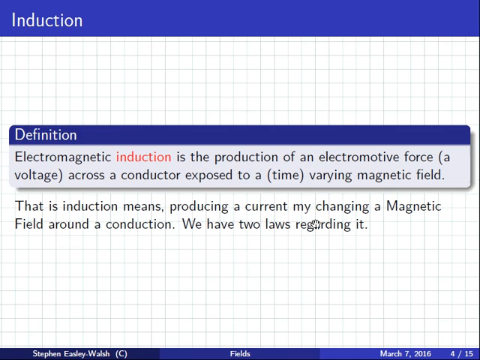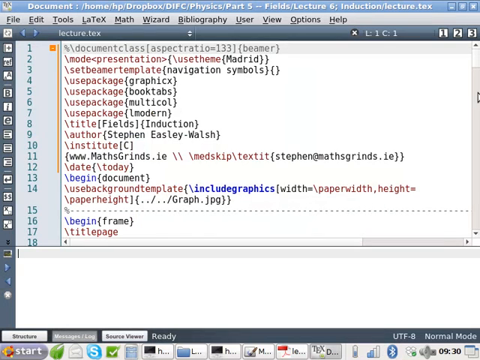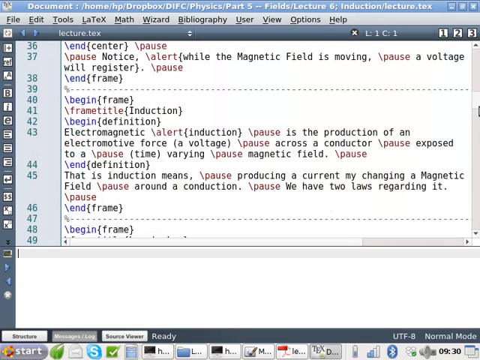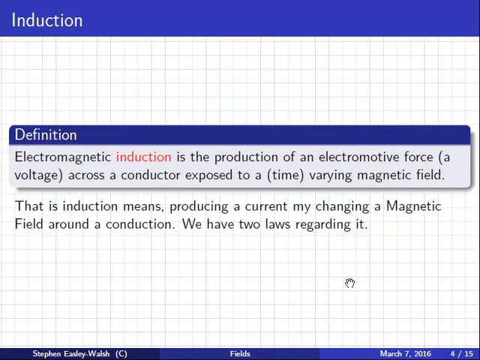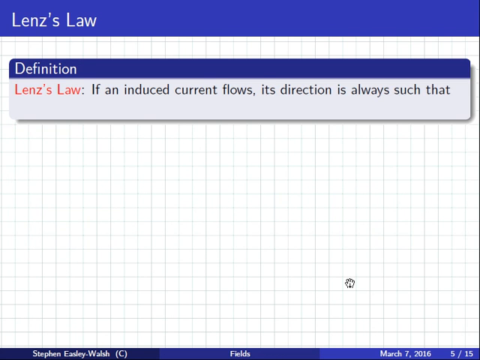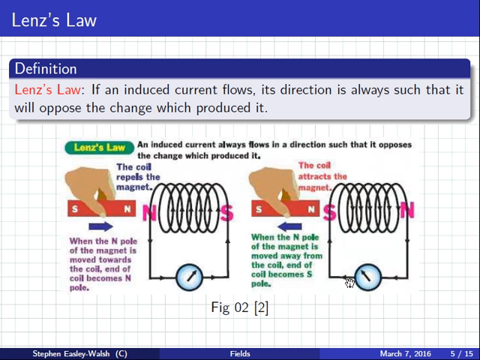And we have two laws for it. Let me just fix that. Right, so here are two laws for induction. The first one is called Lenz's law, and it says if an induced current flows, its direction is always such that it will oppose the change which produced it. So there's a picture here. Before you write it down, let me try and explain the picture.